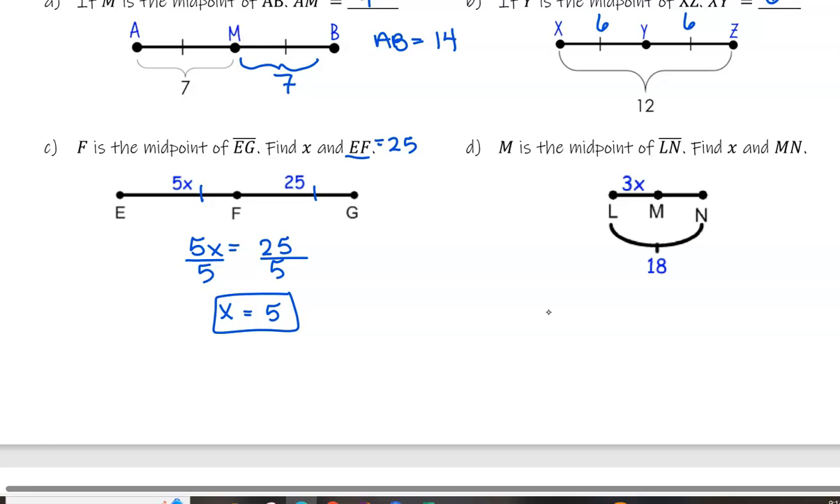Over here, if this side is 3x and it's the midpoint, then this side is 3x because it is the same as the left. So now we can set this up. Left plus right is equal to total, and we can solve. And x is 3. If we take 3 and plug it back in, 3 times 3 would make MN 9 units.